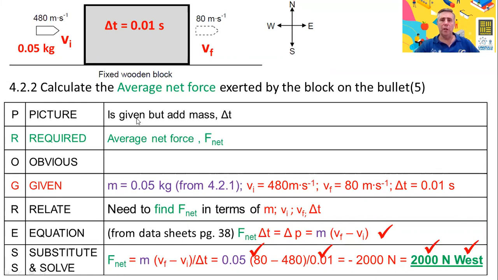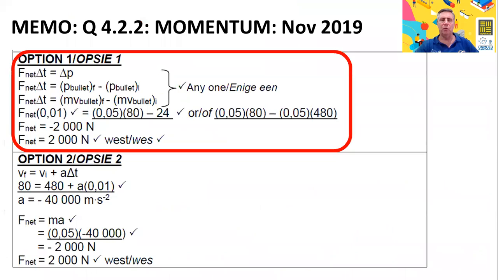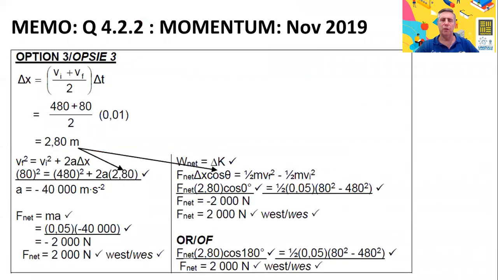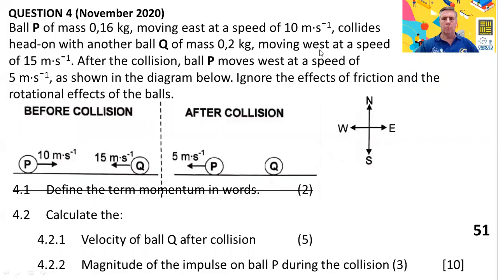Now, this is not the only way to solve this. There are other ways, and you can refer to the memo for that. I'm not going to go through them. And I showed you before that we looked at option 1 here using the impulse equation, but you could do it using equations of motion or various different ways, even using change in kinetic energy. So please don't just focus on getting the correct answer. Focus on finding out how the answer was obtained so that you can do it again by yourself when you face a similar question in your exam.